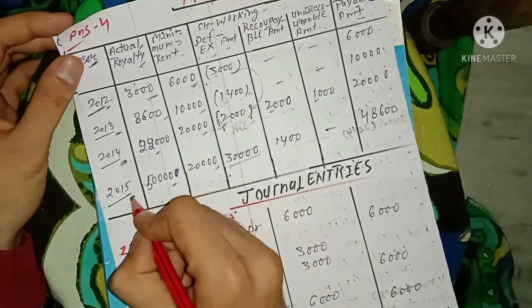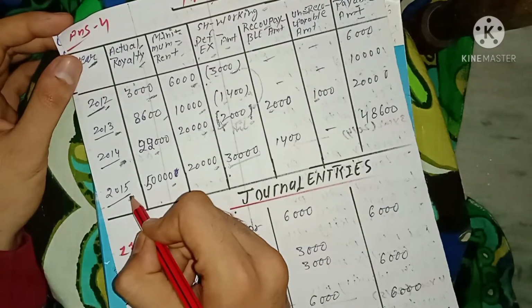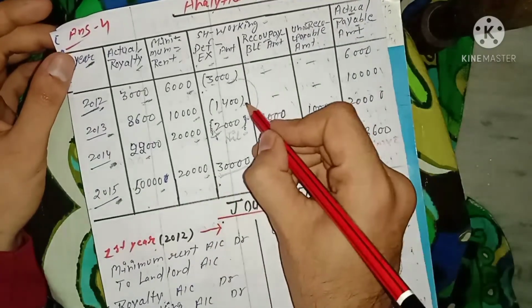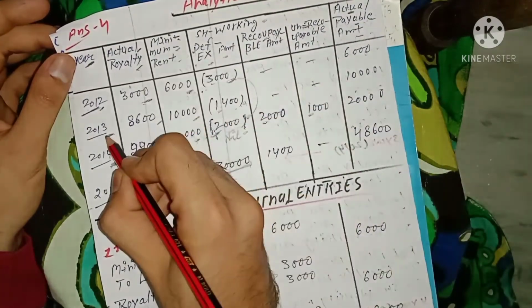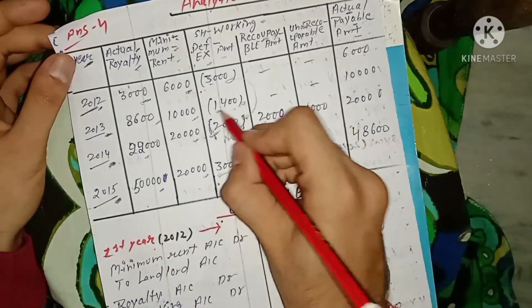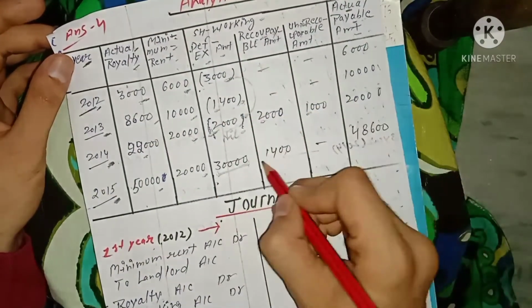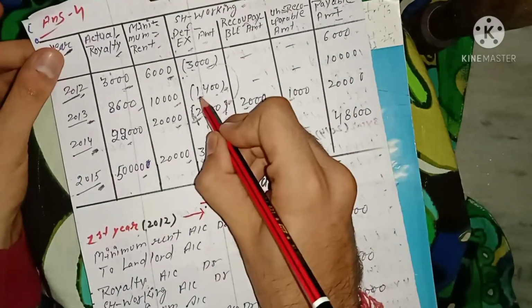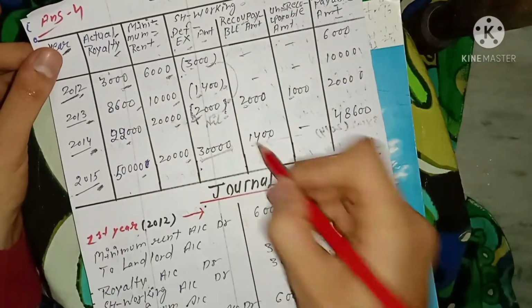So moving on to the next year, 2015, here you can see a vast amount of excess working which can be utilized to recoup the short working amount of the year 2013, which is just 1,400 rupees. Here you can see the whole amount of short working has been recouped in the year 2015, which is related to the year 2013.